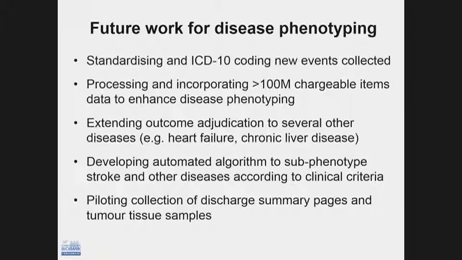Hopefully they can also inform disease phenotyping. We also plan to extend the outcome adjudication to other diseases. There are several of them lined up. And we also need to develop an automated algorithm to do electronic collaboration. Hopefully we can learn from the experience at Vanderbilt University.